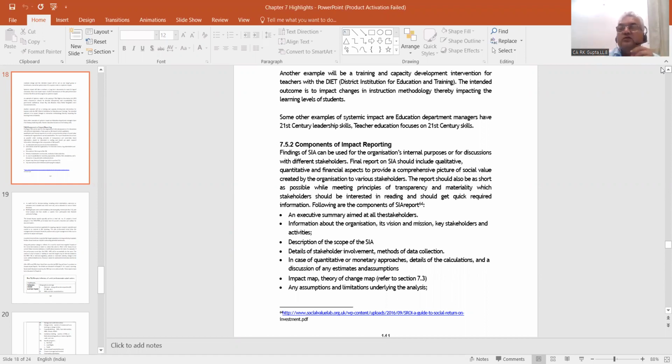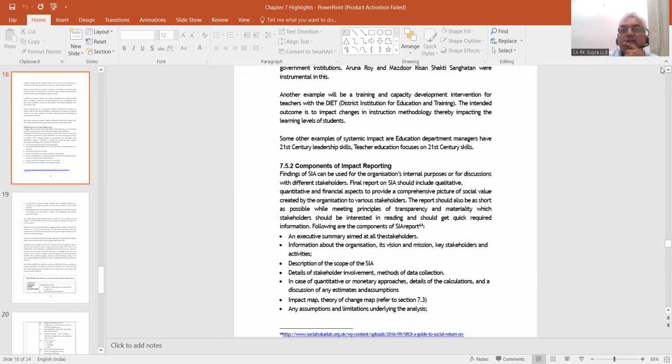So following are the components of a social impact report. First is an executive summary, which is aimed at all the stakeholders. Then information about the organization, its vision and mission, key stakeholders and activities, description of the scope of the social impact assessment, details of stakeholders involvement, methods of data collection. In case of quantitative or monetary approaches, details of the calculations, and a discussion of any estimates and assumptions, impact map, theory of change map, then any assumptions and limitations underlying the analysis. So these are the various components of impact reporting.